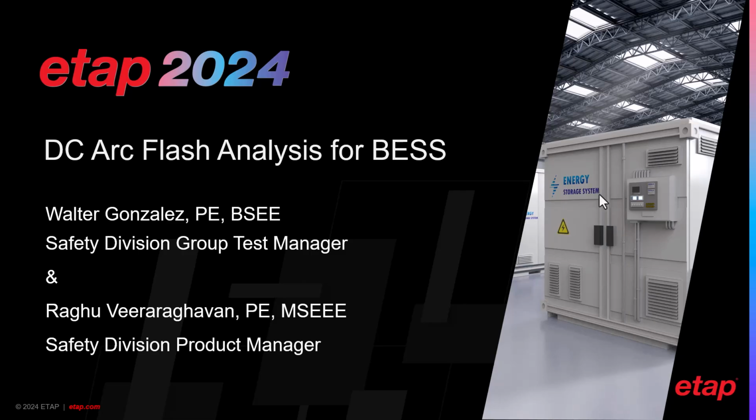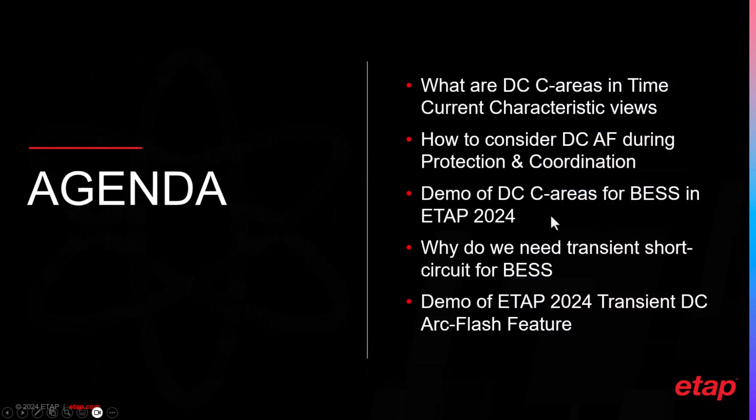Today, we're here to talk to you about two new exciting DC arc flash products that can be used for battery energy storage systems, which are now part of ETAP 2024. The first product is called the DC C-area curve, which are reference plots that can be used to represent a desired incident energy limit in TCC views, which can help streamline the selection of protective devices or the selection of settings for these devices, and also at the same time help attain reasonable incident energy results all during the protection and coordination phase of a project.